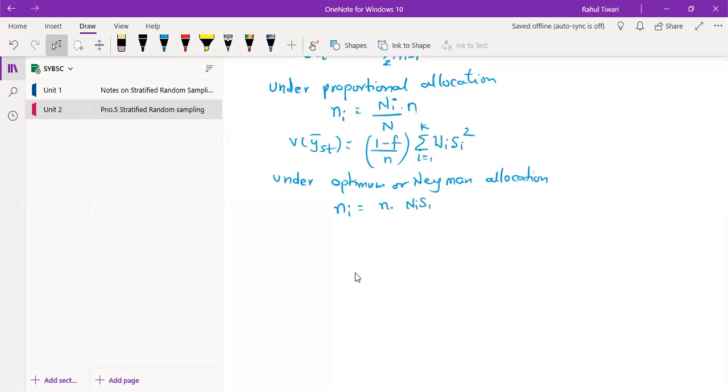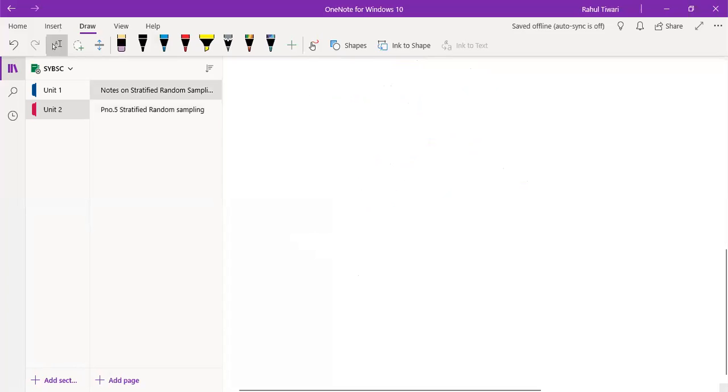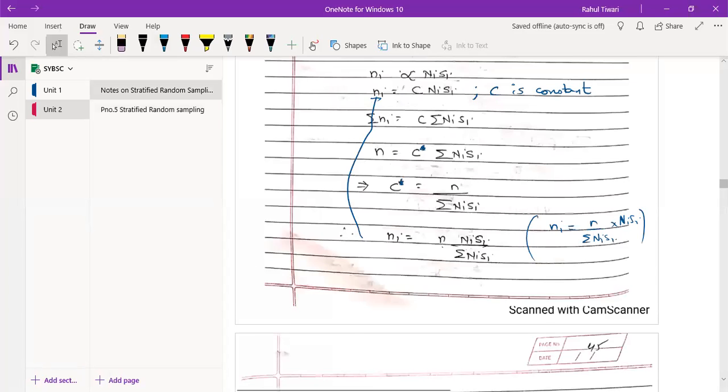Ni Si upon summation Ni Si, sir, n upon summation Ni Si. And if I use the estimate, it will be accordingly small n square. Okay, that you consider. Similarly, we have the variance of y bar st. This is the formula for variance of y bar st. Step it down.